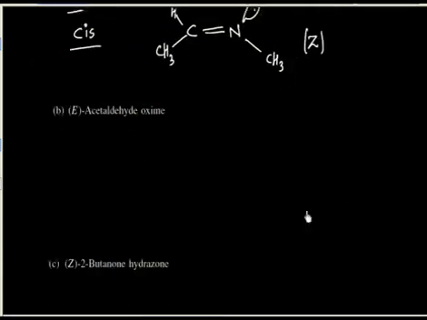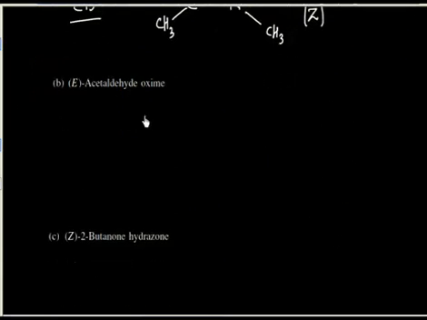Now let us discuss the next one. So this is acetaldehyde oxime. So oxime of acetaldehyde. So you have CH3CHO. This is acetaldehyde, and if you remember, NH2OH is called oxime.